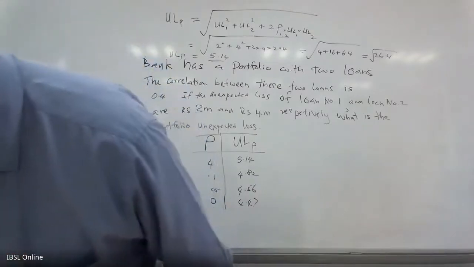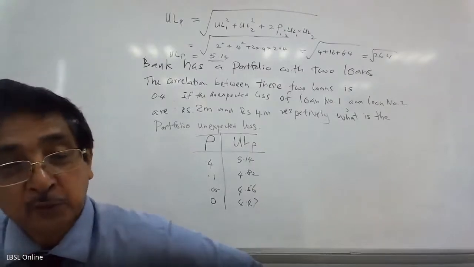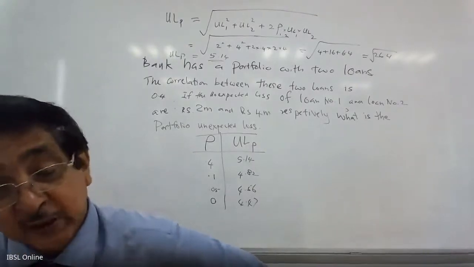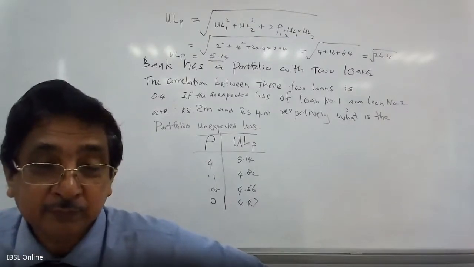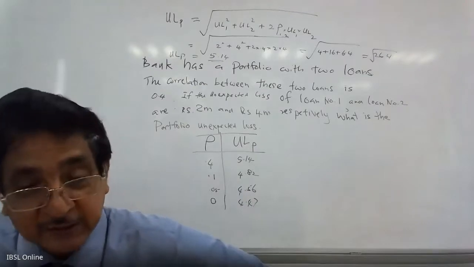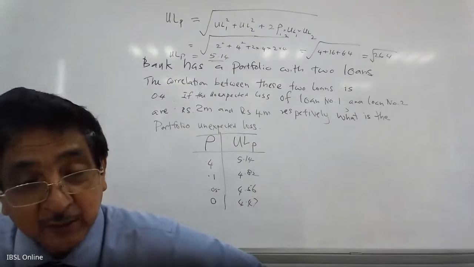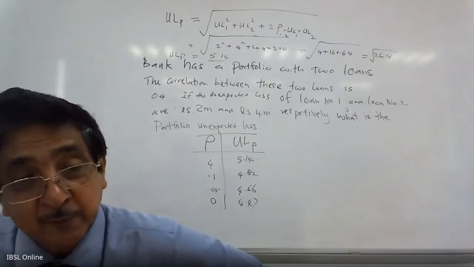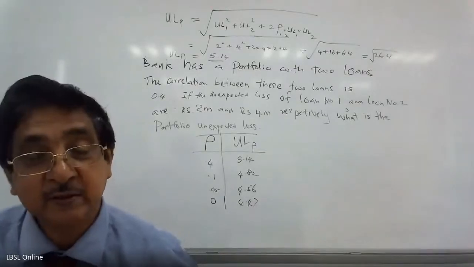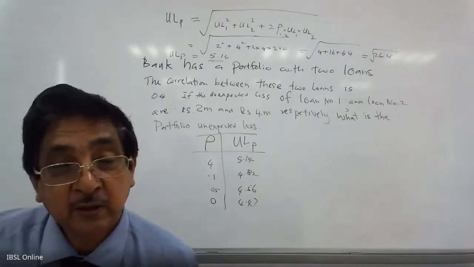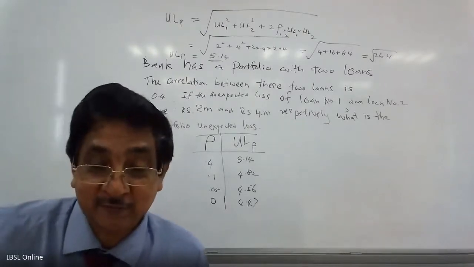Any more things can you imagine? Now, can rho be a minus figure? Rho is the correlation, right? Correlation can vary between +1 and -1. If correlation becomes minus, what will happen? The portfolio loss further reduces.